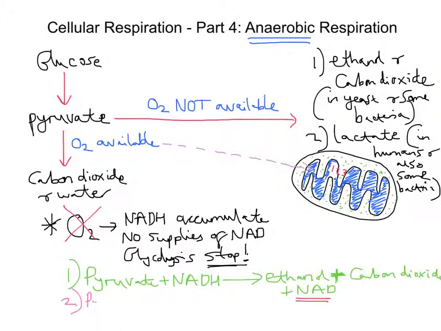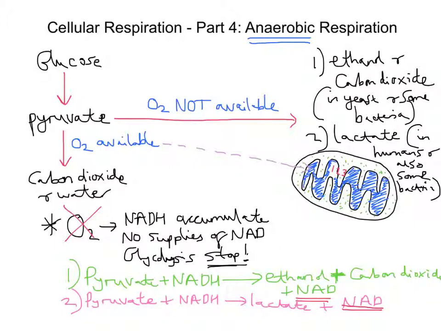And just for completeness' sake, I'll do the second example. When humans or some bacteria respire anaerobically, that pyruvate with the NADH will go to form lactate and NAD. And once again, it's the NAD that is key to all of this. Now, in fact, number 1, when we produce ethanol and carbon dioxide, what I'm describing there is really alcoholic fermentation. That's the process I'm describing.